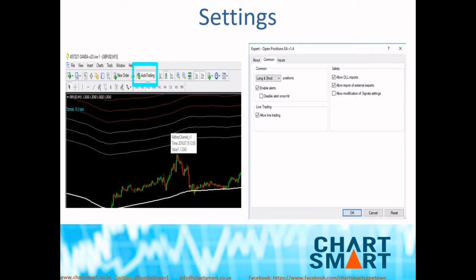In terms of basic settings, the trade manager goes into the expert advisor folder on MT4. You'll need to enable auto trading to enable it to do its job. And on the actual expert advisor, you come under the common tab here and you enable alerts, you enable allow live trading and allow DLL imports, and that will get the manager working for you.